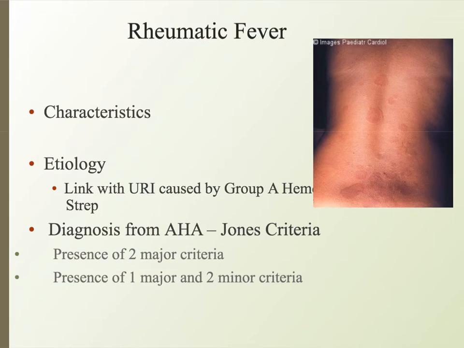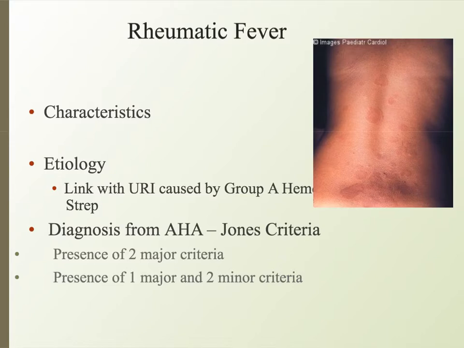Alright, so our first topic is rheumatic fever. Rheumatic fever is an inflammatory disease that affects the heart, the joints, and the central nervous system. And it also can affect the subcutaneous tissue. One of the biggest issues with rheumatic fever is it can affect your cardiac valve and damage it. Specifically, the mitral valve can scar, and therefore it won't work correctly.